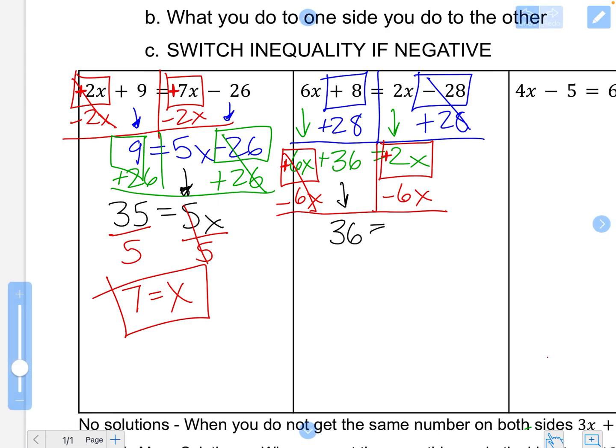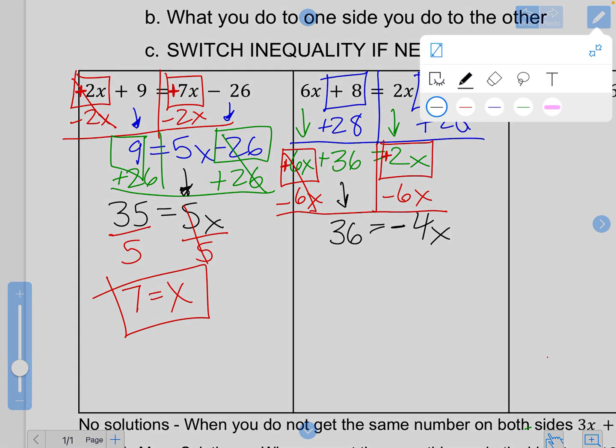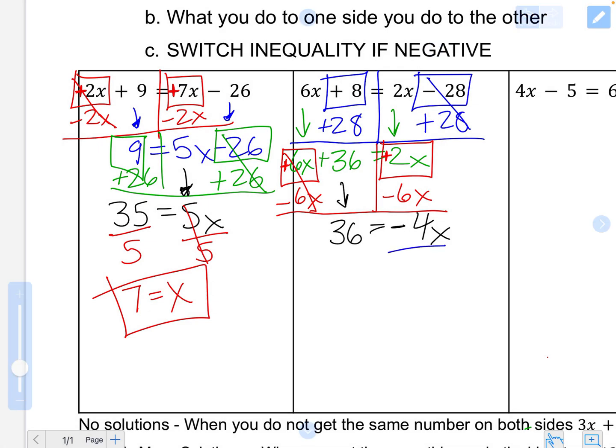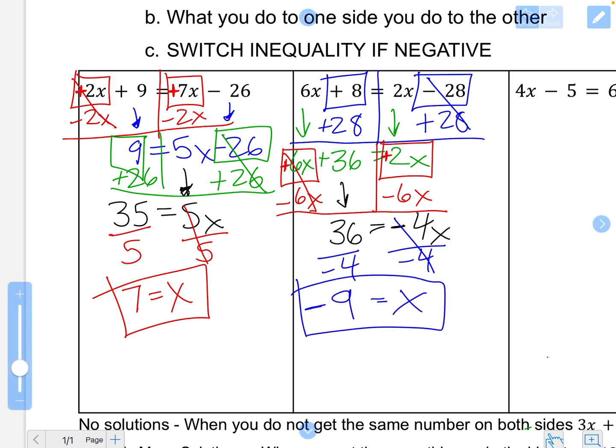I need to rewrite my equal sign. And a positive 2 minus 6 is going to get me a negative number because the 6 is my bigger number, and we keep the sign of the bigger one. So 6 minus 2 is going to be 4x. And now I get to divide by my coefficient. So I'm going to divide by negative 4, divide by negative 4. My 4's cancel. 36 divided by negative 4 is a negative 9, which equals x.